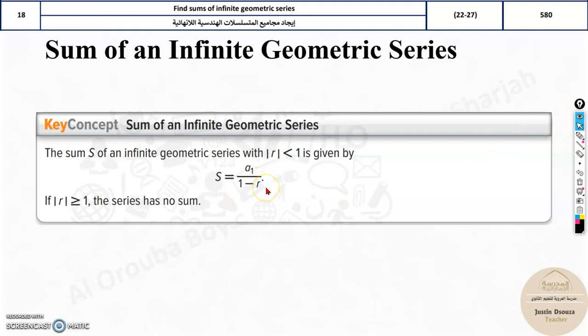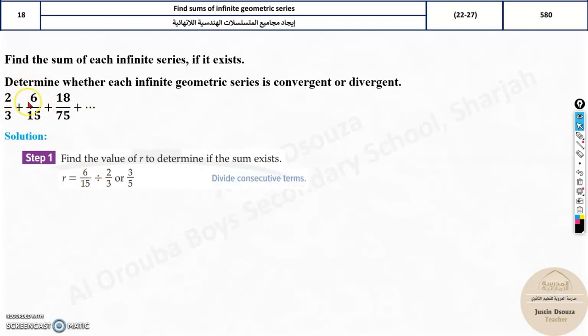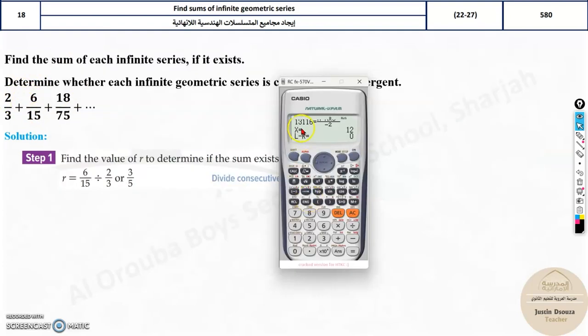That's it. Now we will see a problem. Look at this. These are the terms given. The first step is to find the R value. How do you find R? Term 2 divided by term 1. You can use your calculator directly and find it. So you just have to do 6 divided by 15, and again you can divide this by 2/3. The answer is 3 by 5. 3 by 5 means 0.6.